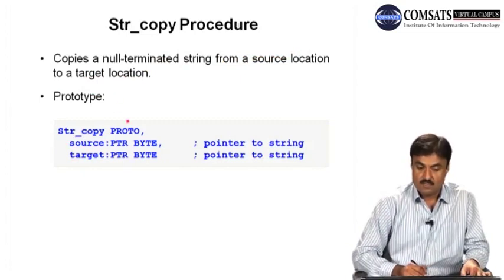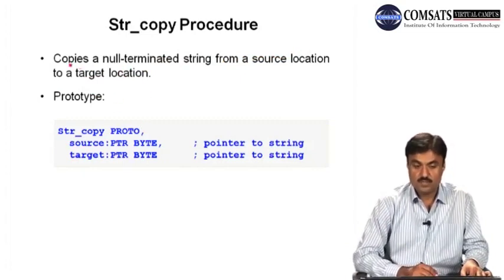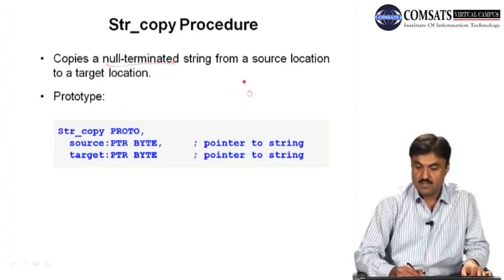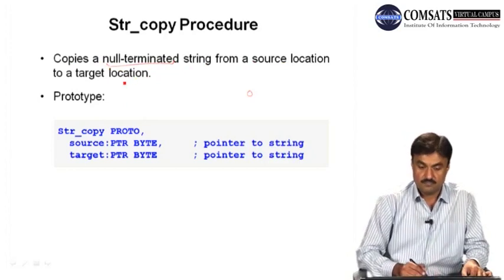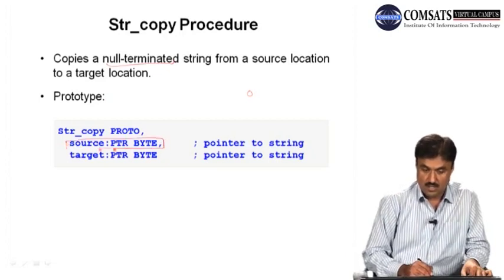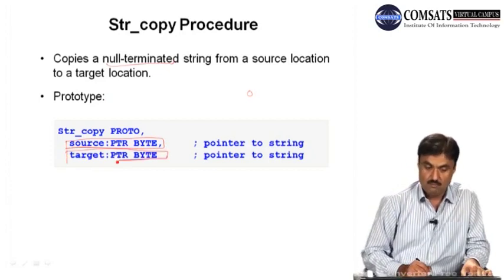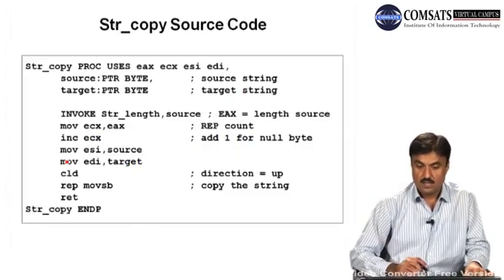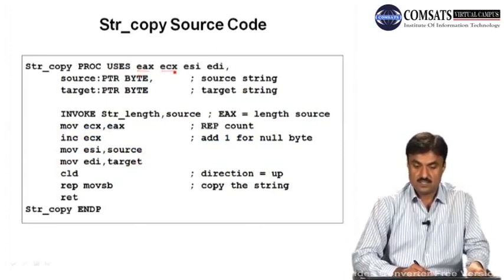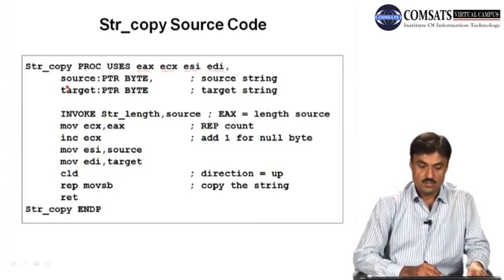On the other hand, there is another one called Str_copy. It copies a null-terminated string, so the string must have the zero at the end, from a source location to a target location. We have this prototype, in which you can see a string source and a string destination. These are two byte arrays. How can we do that? This one uses EAX, ECX, ESI, and EDI. Source and target are pointers of type byte.